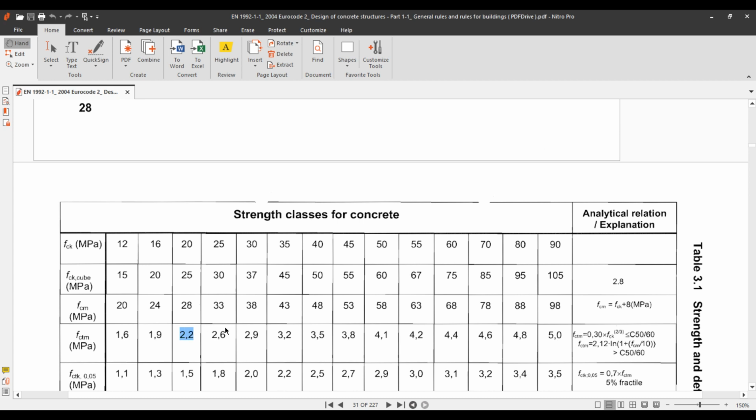You should know that the Eurocode is based on the cylindrical strength of concrete, not the cubic strength. So what you have here, which is the f_ck, that is the characteristic strength, is the cylindrical strength. So if the cylindrical strength based on your design is 20 Newton per millimeter square or megapascal, then your f_ctm is going to be 2.2. So you can easily read your design strength against the f_ctm from this table. This table is found in Table 3.1 of BS EN 1992, the Eurocode.